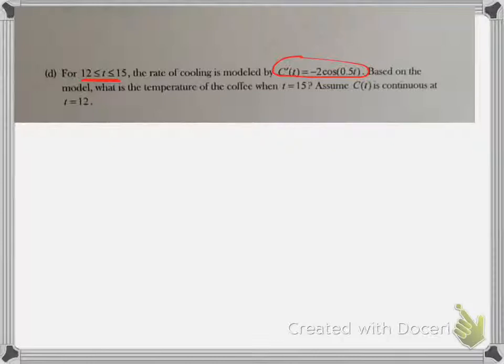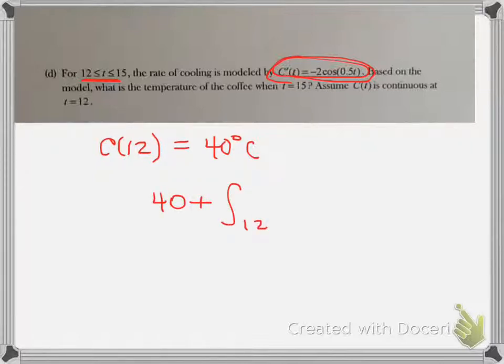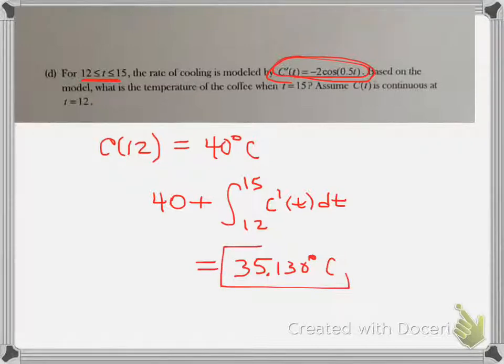So this is where C of 12 becomes so important. C of 12 was 40 degrees Celsius. So what we have to do here is get the total change in temperature in the next 3 minutes and add that to that initial temperature. So we want students to show that setup. I'm going to start with 40, and I want to integrate from 12 to 15. Always remind them they don't necessarily have to write the function out if it's notated by something, in this case C prime. And we should get a pretty clean answer here of 35.130 degrees Celsius, which goes in keeping with the idea that the temperature should be a little smaller here than 40.